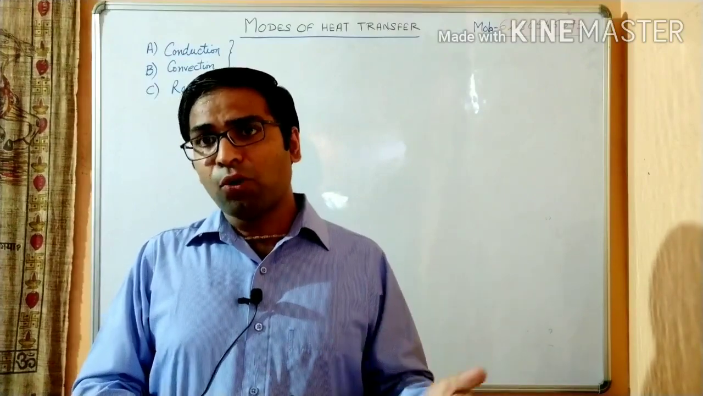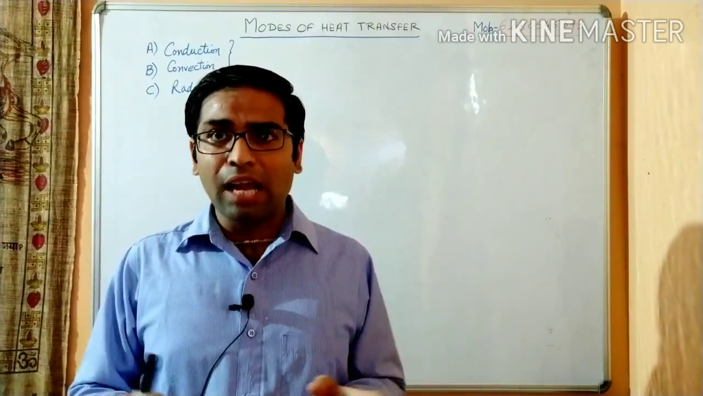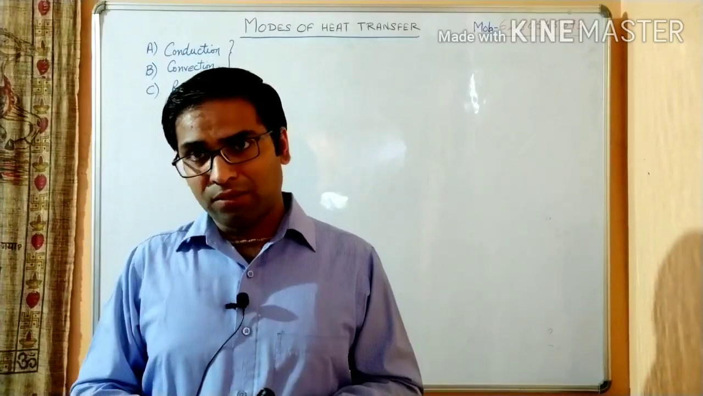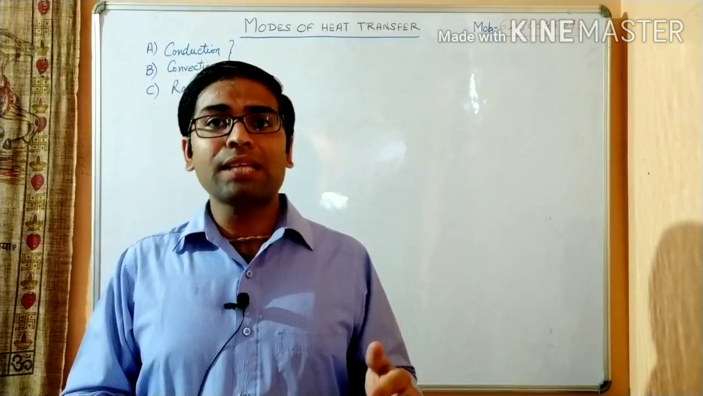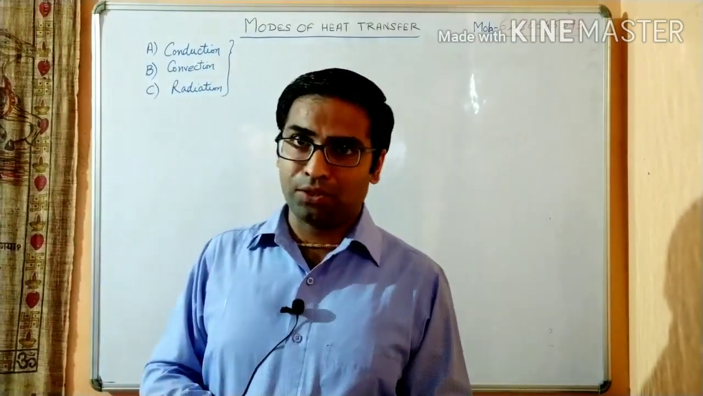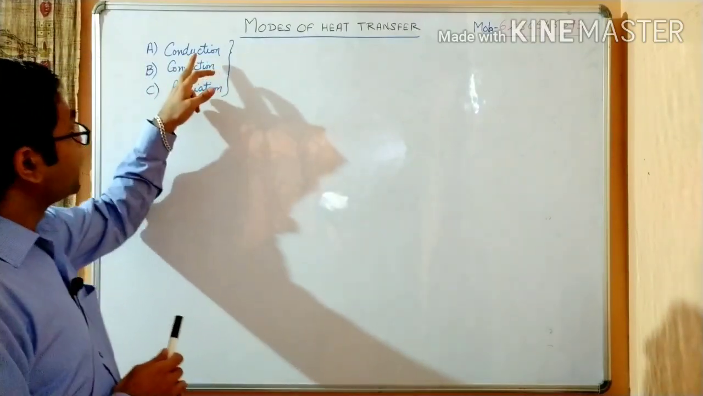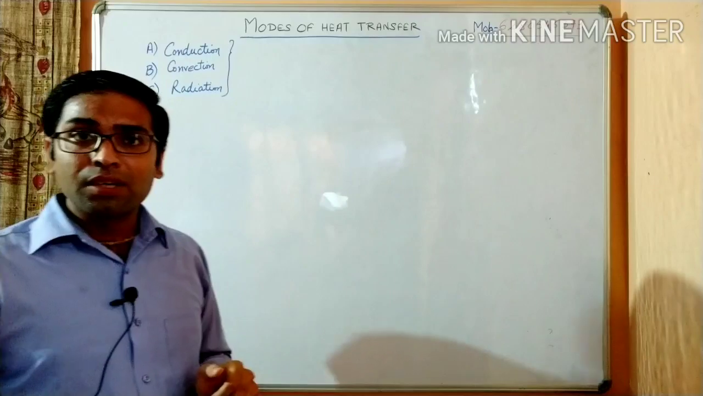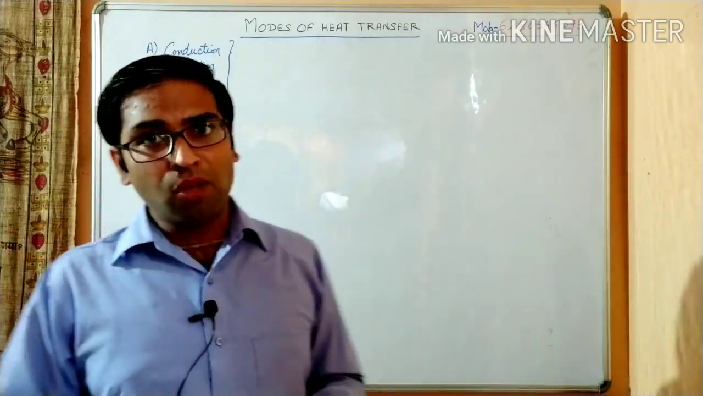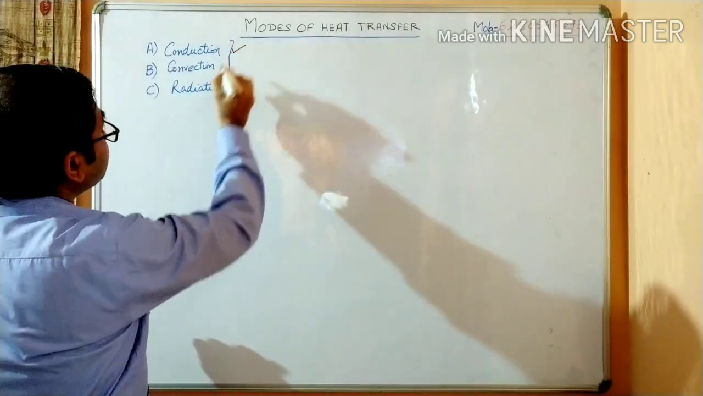And this transfer of heat may happen in any media through three different ways, through three different possibilities. And these three different ways are known as basic modes of heat transfer. What these modes are? These are number 1 conduction, number 2 convection, and number 3 radiation. So let's discuss them thoroughly one by one. Firstly, let us see what the conduction is.